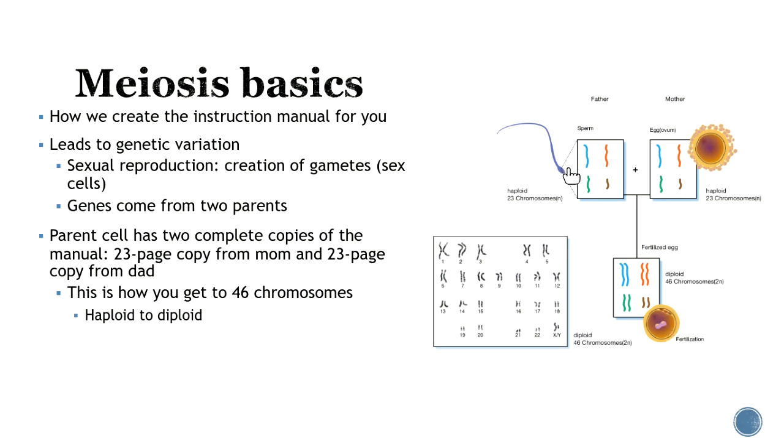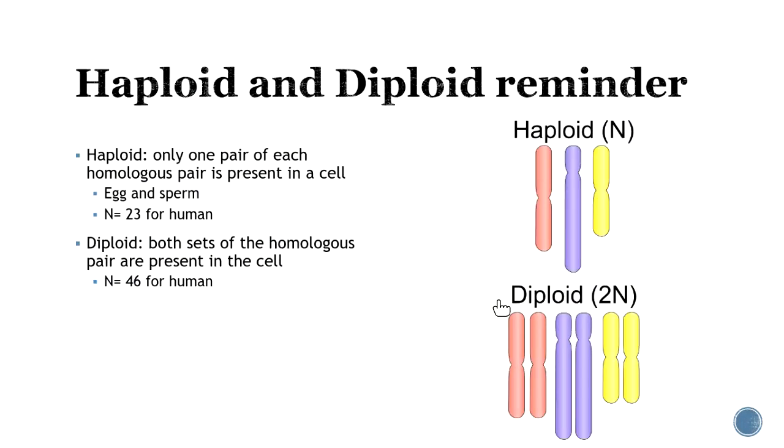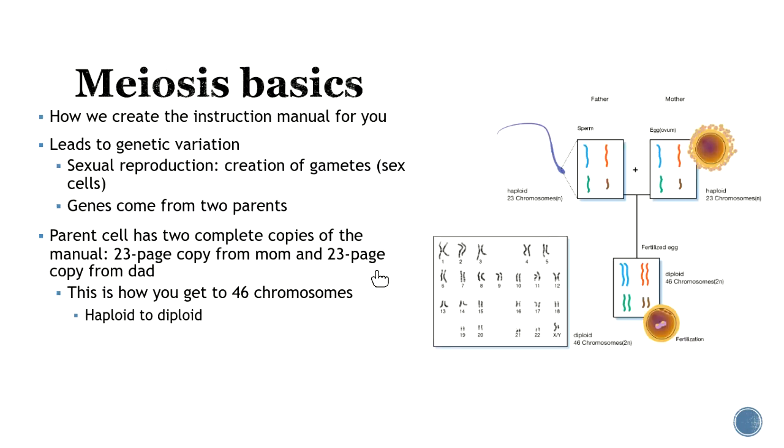So we're going to have two haploid cells. We're going to have the sperm and the egg come together. For humans, you have 23 chromosomes in your sperm, 23 in the egg. When these come together, we will have what's called your diploid cell. If you remember, diploid has both sets of the homologous pairs, so you have your maternal and your paternal copy. So you will have all 46. Two haploids, or two haps, come together to make the whole. So that's how we get all 46 chromosomes.